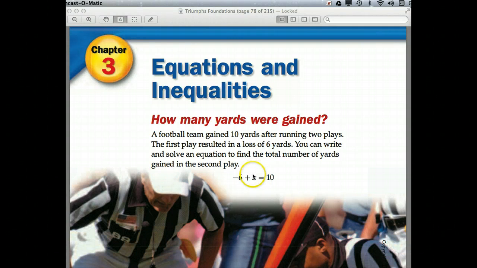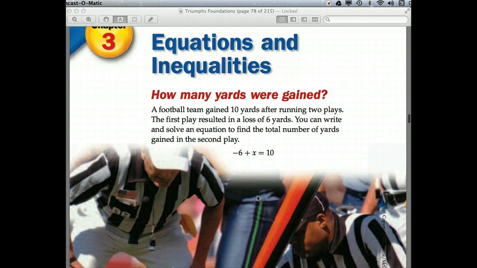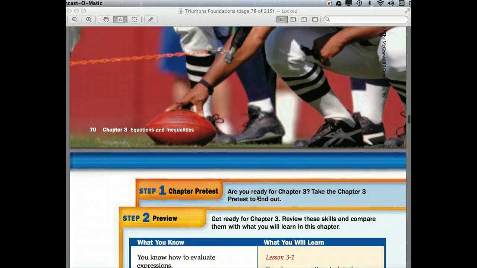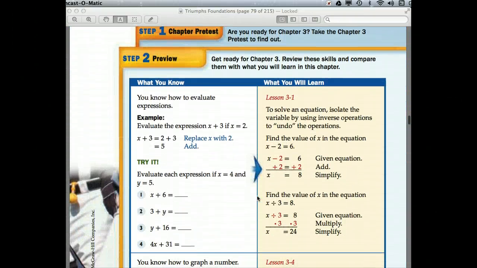Well, if you had a positive 16, if you gained 16 the second time, 16 minus 6 would give you 10. But in this chapter, we're going to learn ways that we can manipulate the equation so that we can solve for the missing variable. First of all, let's look at the preview.